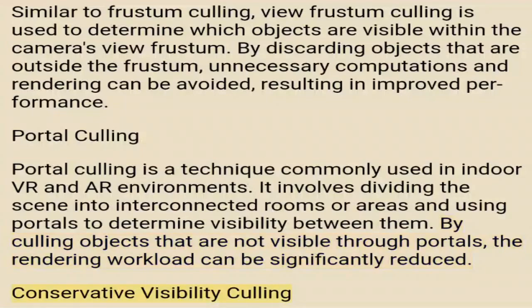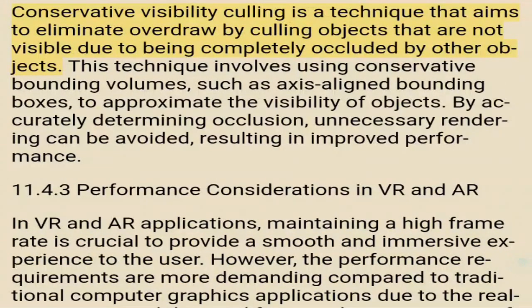Conservative visibility culling. Conservative visibility culling is a technique that aims to eliminate overdraw by culling objects that are not visible due to being completely occluded by other objects. This technique involves using conservative bounding volumes, such as axis-aligned bounding boxes, to approximate the visibility of objects. By accurately determining occlusion, unnecessary rendering can be avoided, resulting in improved performance.